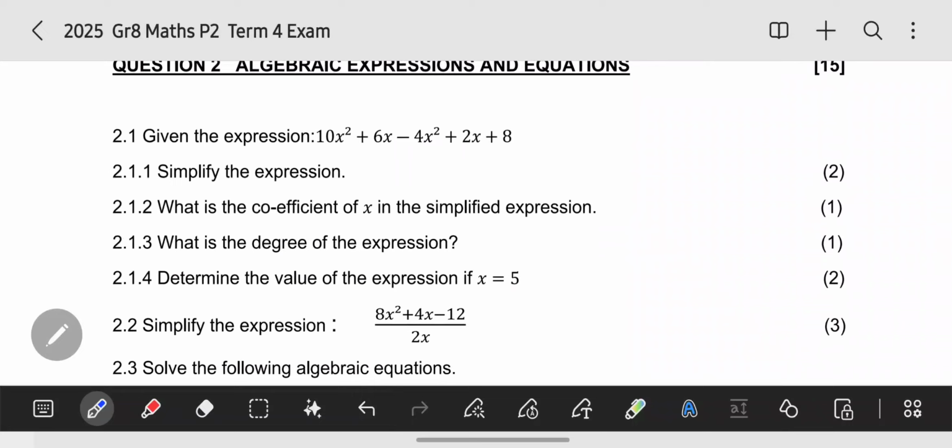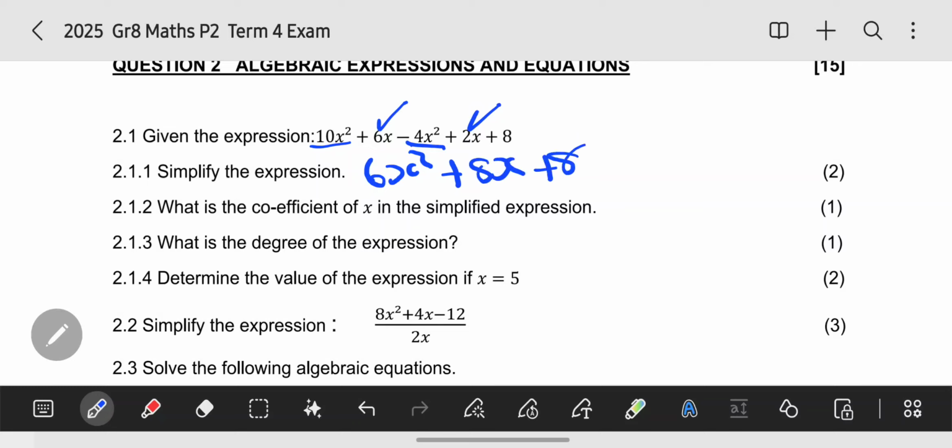Question 2 is algebraic expressions and equations. Given the expression 10x squared plus 6x minus 4x squared plus 2x plus 8, simplify the expression. So we add like terms, guys. Like terms are terms that have the same variable with the same exponent. If you check 10x squared and 4x squared, these are like terms. 10x squared minus 4x squared is 6x squared. And then 6x and 2x are like terms. 6x plus 2x is 8x, and then plus 8.